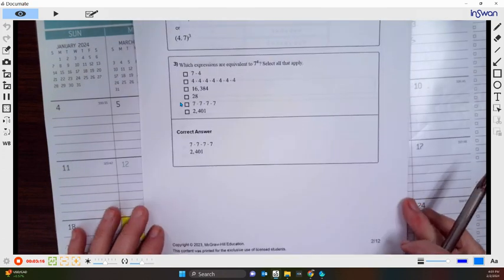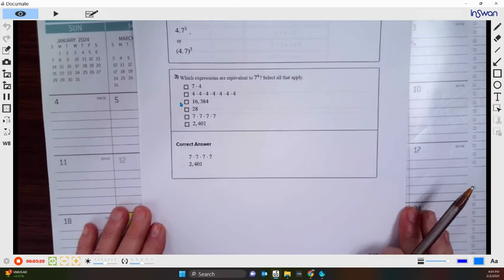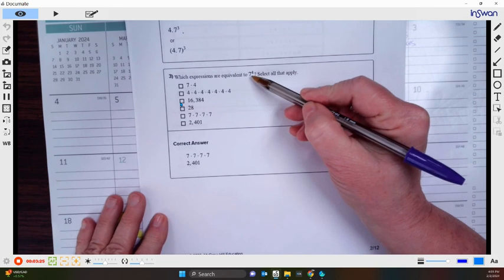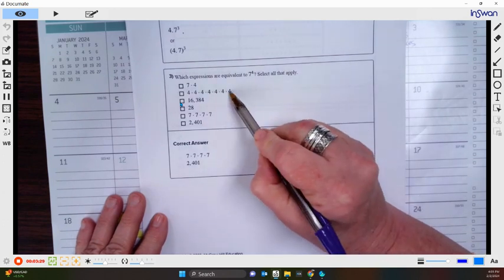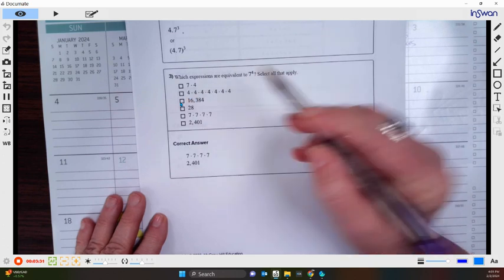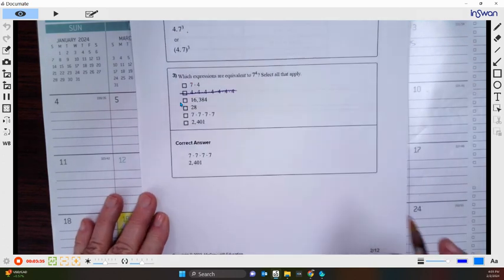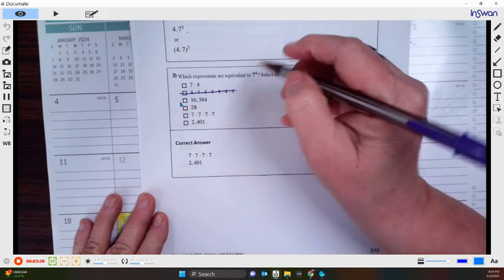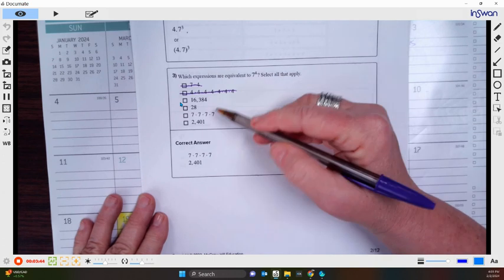Number 3 was looking at an equivalent expression to 7 to the fourth power. What that means is 7 multiplied by itself 4 times. So here I have 1, 2, 3, 4, 5, 6, 7 fours. That cannot be it because I'm not even multiplying 7 there. Here I have 7 times 4. You do not multiply the factor times the exponent.